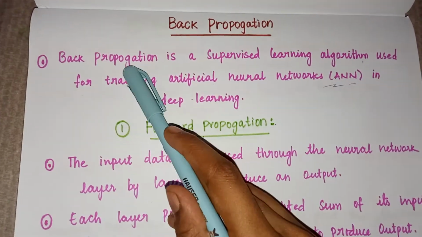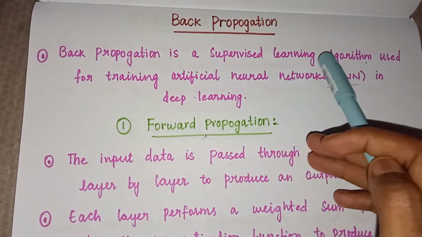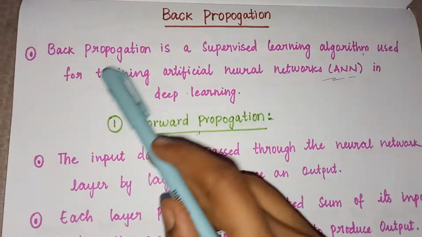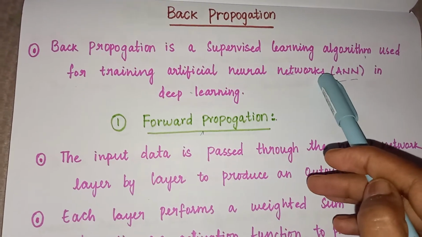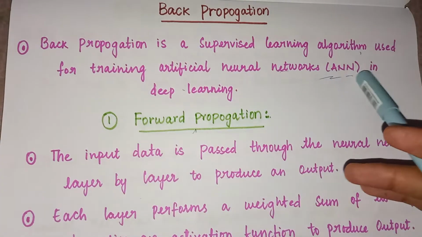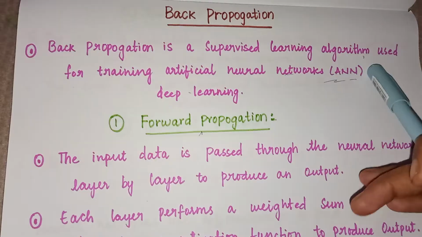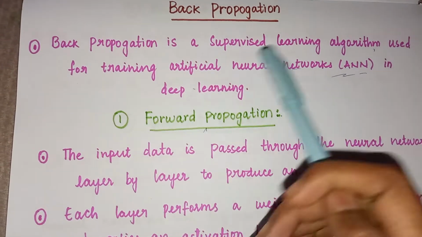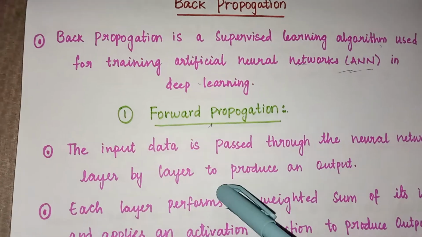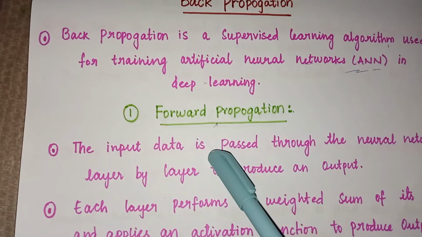Back propagation is a supervised learning algorithm, like what we learned in machine learning. It is an algorithm used for training artificial neural networks, also called ANN, in deep learning. What is back propagation? It is a supervised learning algorithm which is used for training artificial neural networks in deep learning. Next, there are a few types: forward propagation and backward propagation.